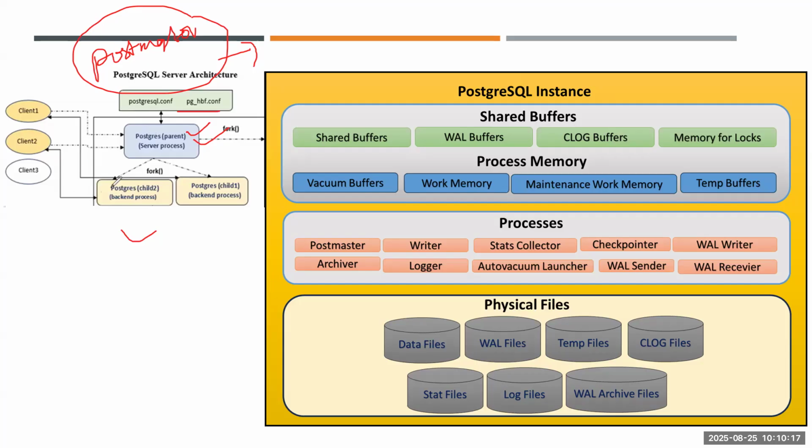Once we establish the connection, it will go to the buffer. Out of the connection, the postmaster process and the Postgres process are very important, like a parent and child relationship.